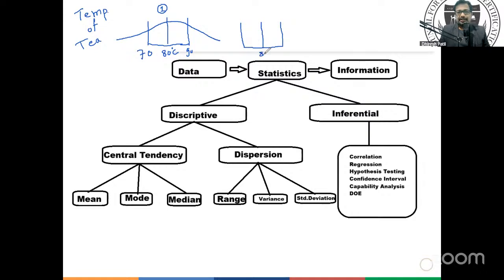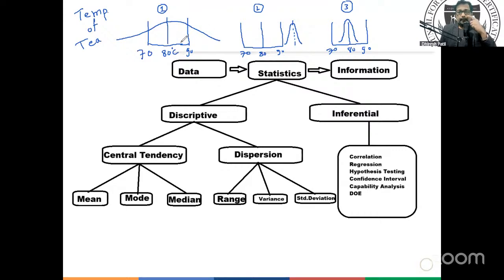Again, this is 80, 90 and 70 degree. Second process, let's say, is here. Okay. And this is my third process. Again the same, which is 80, 90 and 70. This is my third process. Okay. Just try to understand this.